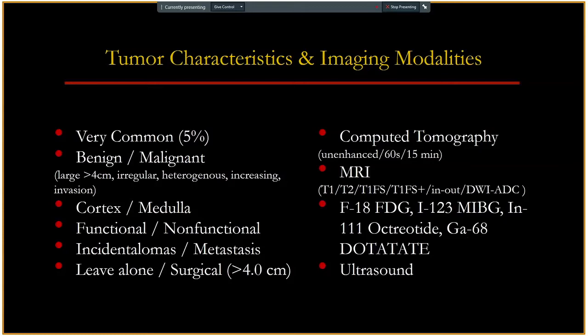Sometimes we find adrenal tumors on ultrasound as well, specifically fat-containing tumors, because we know that fat is hyperechoic on ultrasound. So ultrasound is good for those particular pathologies of the adrenals where there is fat, and we see them as a hyperechoic focus on ultrasound.